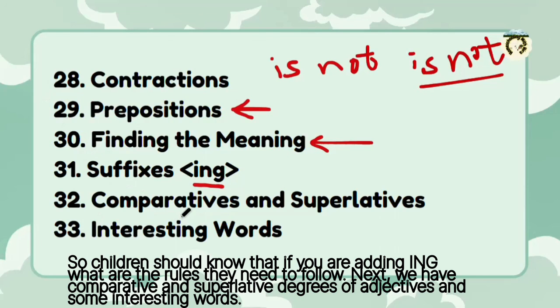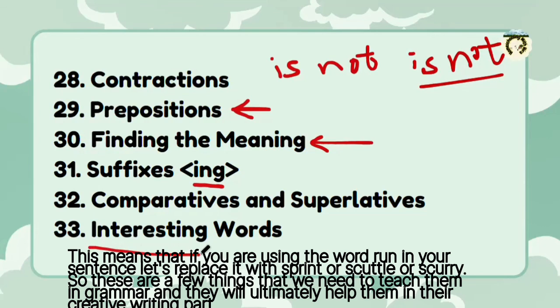Next, we have comparative and superlative degrees of adjectives and some interesting words. Interesting words means that if you are using the word run in your sentence, let's replace it with sprint or scuttle or scurry. So these are a few things that we need to teach them in grammar, and they will ultimately help them in their creative writing.